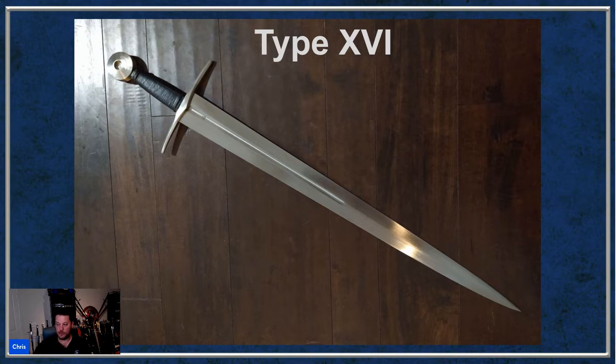But again, if you were to put this right next to a Type 14 and you didn't know the difference in thickness, then you wouldn't be able to tell the difference. Usually Type 14s have wider, not quite as defined fullers as well, but that's not always the case.